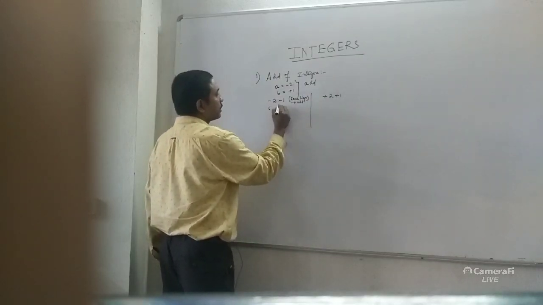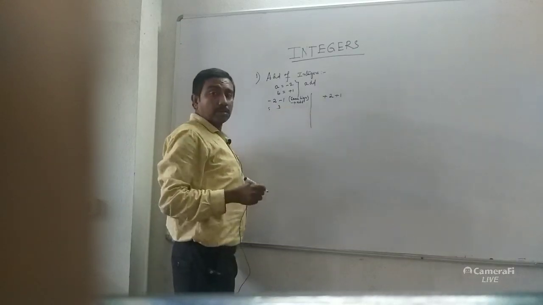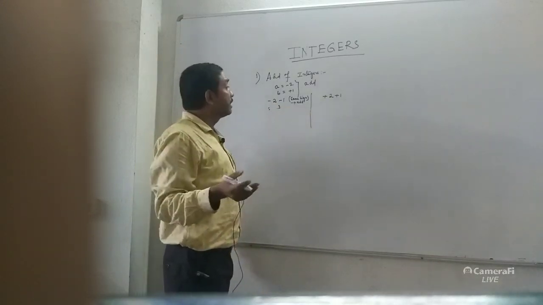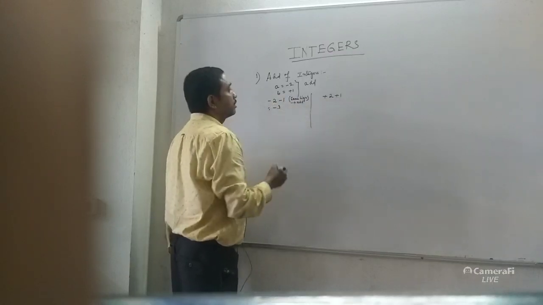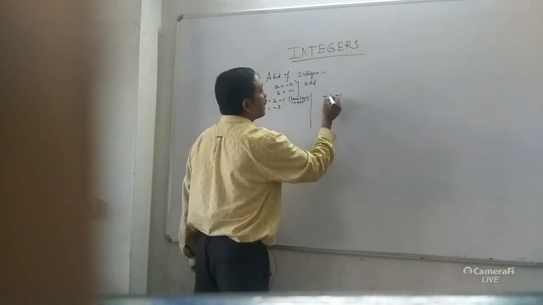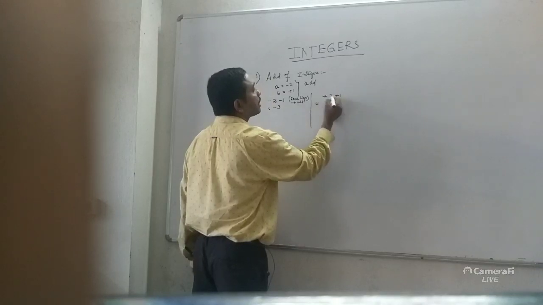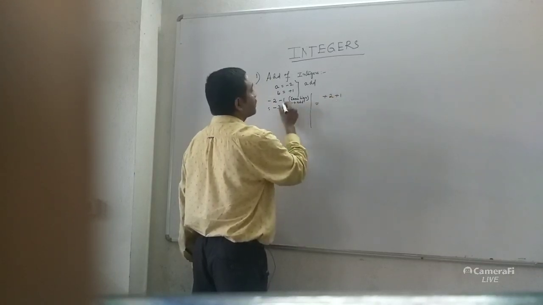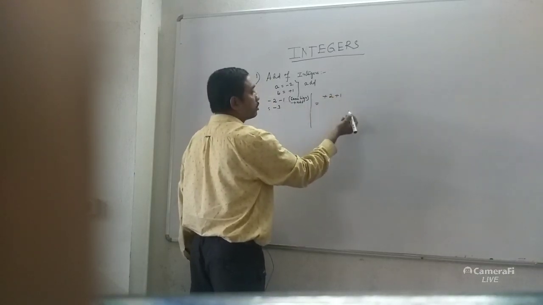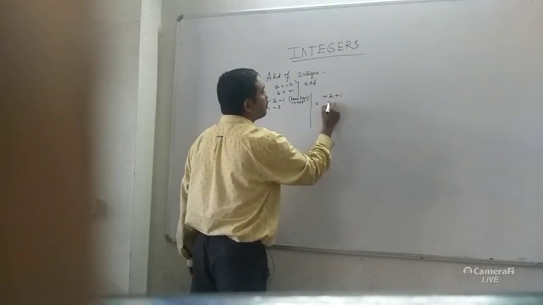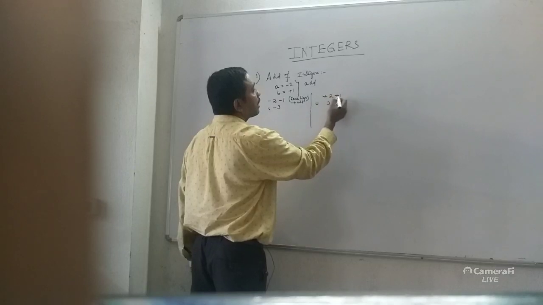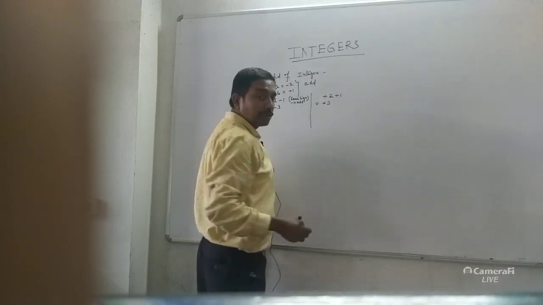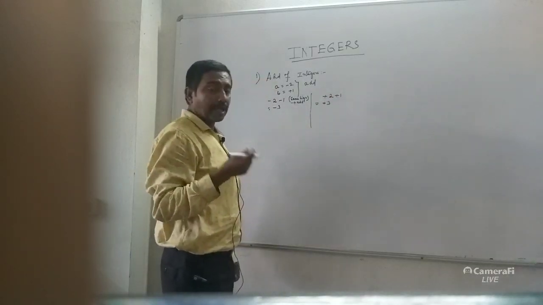So 2 plus 1, 3 comes. Now the question: what sign comes here? Both digits have the minus sign, so you write minus. In the other case, both digits have the same sign, that is the plus sign. Here minus sign, here plus sign. So what should you do? 2 plus 1, 3 comes. What sign comes? Plus, so write plus. Both digits have the plus sign, so write the plus sign.